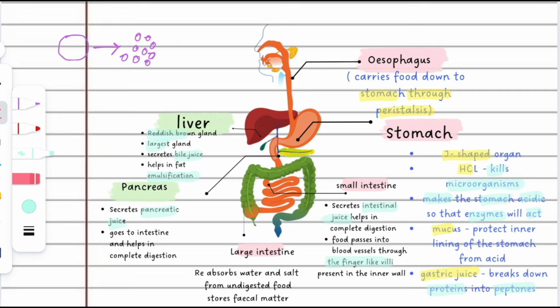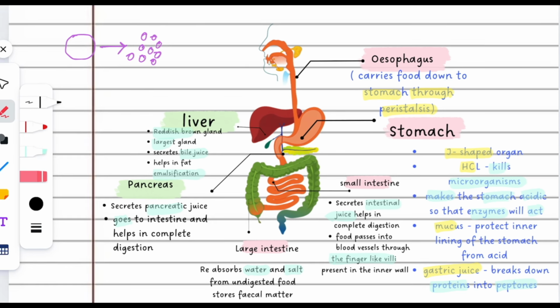Lastly, the undigested or unwanted food passes into the large intestine. This is the large intestine part, and here no digestion occurs, only absorption of water and salt happens. Also, fecal matter is produced and stored in the rectum part of the large intestine. The fecal matter will get removed from the body through the anus. This is the last region of the alimentary canal.